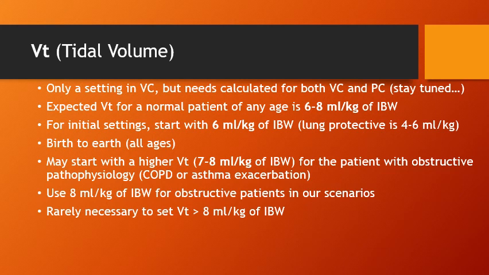So if that's the case, we want to use lung protective ventilation, and that is considered 4 to 6 milliliters per kilogram of ideal body weight. So we're going to start with 6. That's going to be birth to earth, meaning all ages.